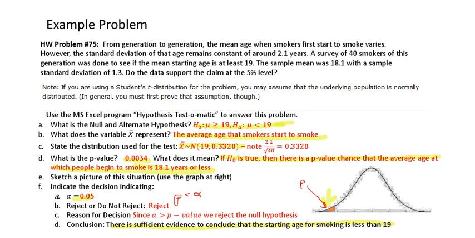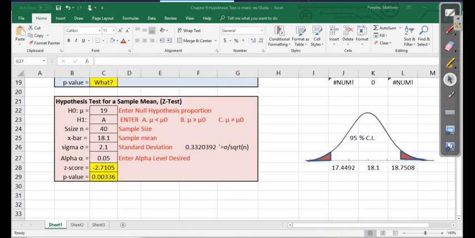Now, one more look at our spreadsheet right here, you'll notice that what I've given here is a 95% confidence interval about our actual mean. And here it is. Our mean is 18.1 years of age, right? But if we were to find our critical region, we have a 95% confidence that the age at which smokers start is going to be somewhere between 17.4492 years of age and 18.75 years of age.